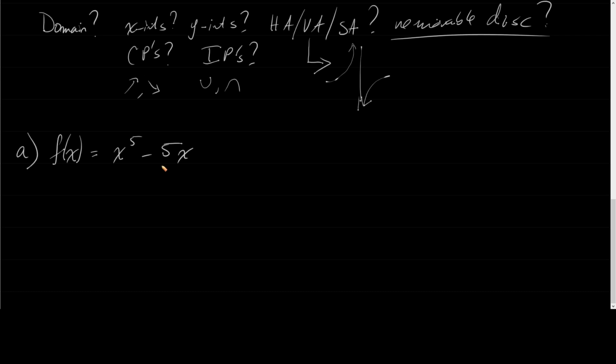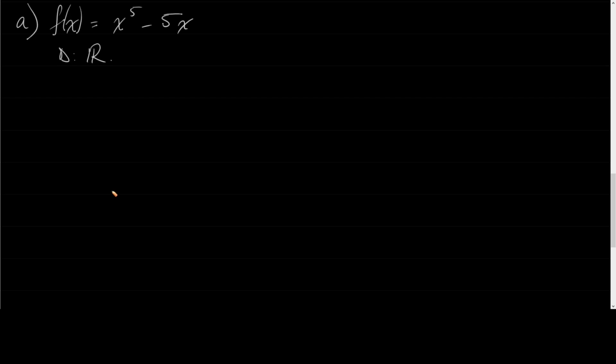Well, let's go through this list, right? But we want to keep this in our head. So let's see, what do we want to do? The domain. The domain here is, well, we have a polynomial. With polynomials, the domain is all real numbers, right? What else did we want?